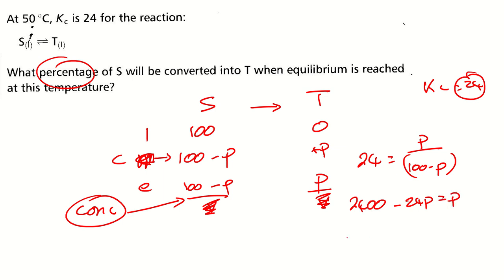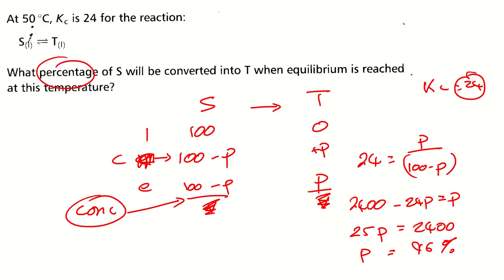A quick bit of algebra makes that 25P. I bring the P over, equals 2400, and my P, therefore, equals 96, or 96%. So that tells me that the percentage of S that was converted to P was 96%. It is converted across to P.